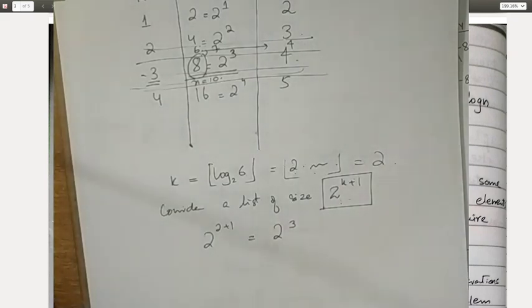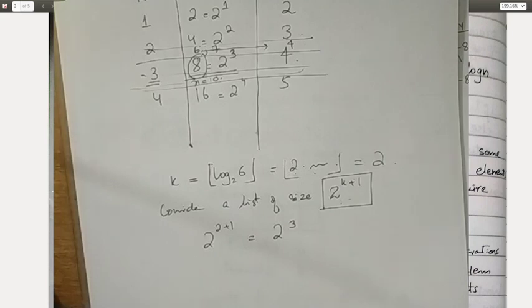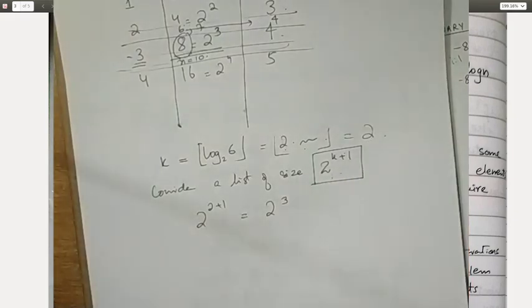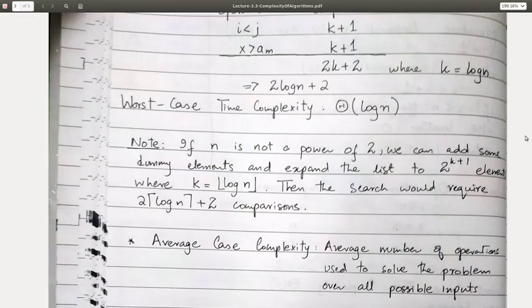And now if you think about it, the search would of course just require 2 to the ceiling of log n plus 2. So for example, my log n in this case was... let me read this up. So the search would require 2 to the log n, which is a ceiling of this. Let's consider this in our example.